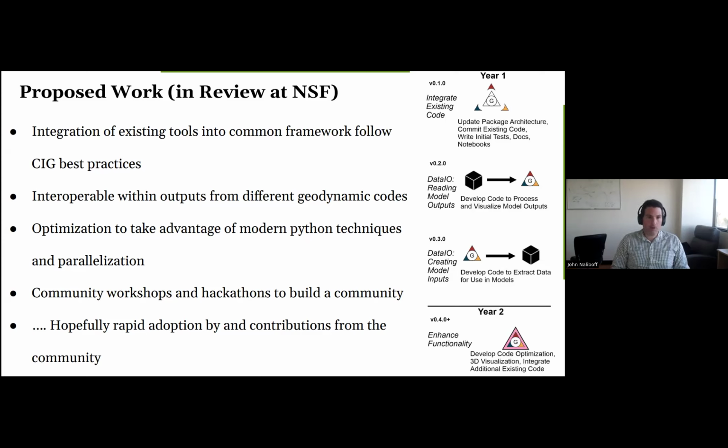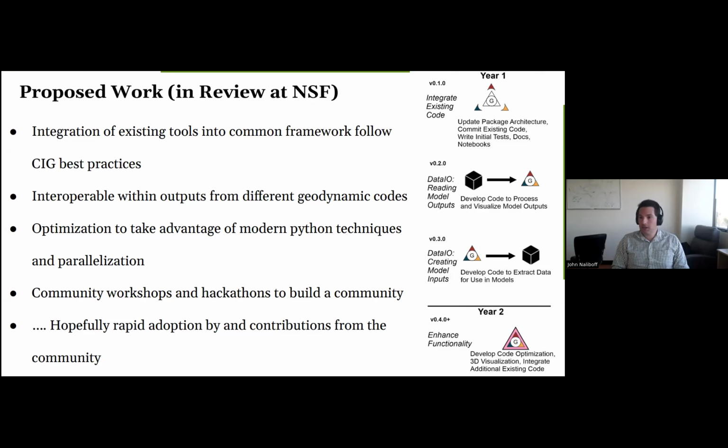Is this work for geodynamic supporting software? We would be integrating existing tools into a common framework following CIG best practices. It would be interoperable with outputs from different geodynamic codes, so it's not restricted to Aspect. For example, in what we're proposing initially, you could use it with LMM, Pitot-10 3D, Underworld, and any other code that's interested in participating. It would be optimized to take advantage of modern Python techniques and parallelization.